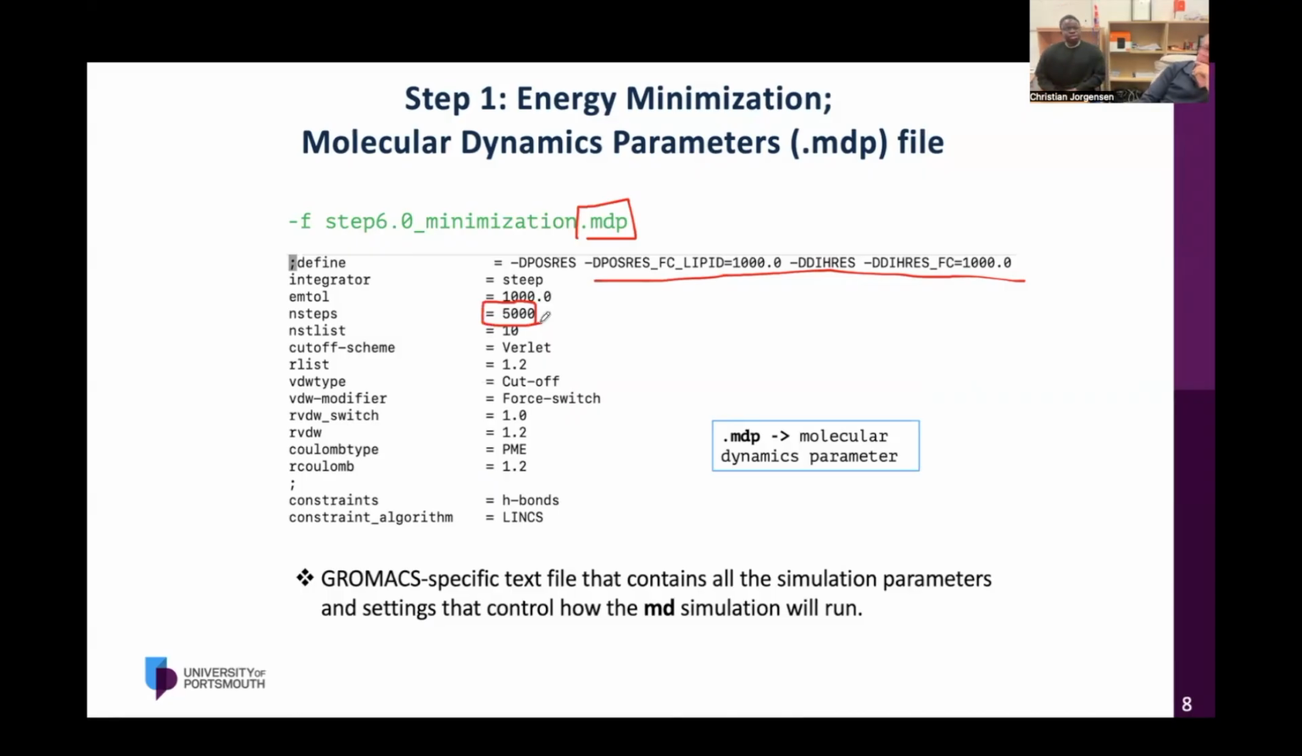5,000 steps of minimization, right? So the way the minimization works is you are going down the energy gradient, and as you're going down the energy gradient, we are defining the number of steps. We want to move down the energy gradient, to sample.